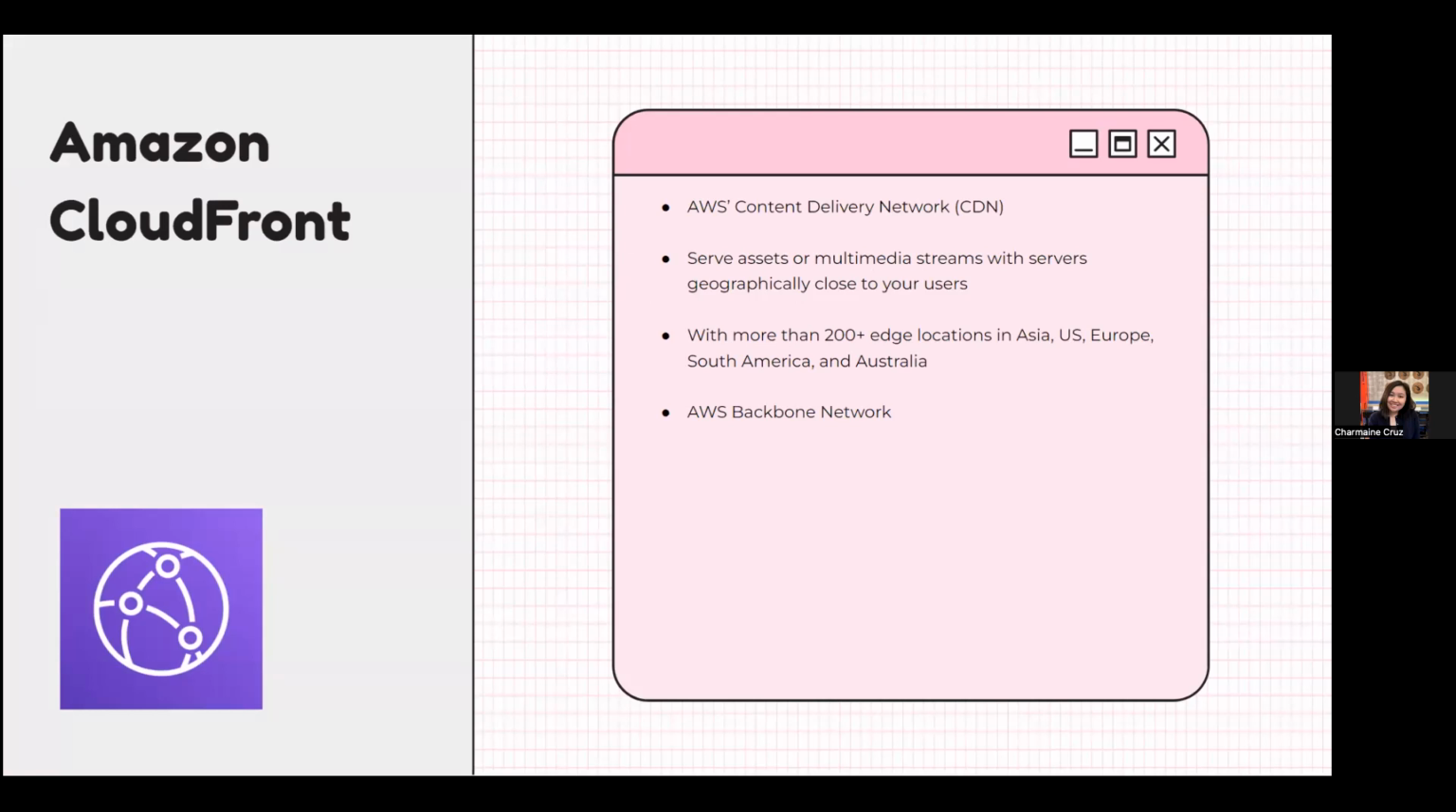Here, our first service for caching is Amazon CloudFront. Amazon CloudFront is the AWS Content Delivery Network, delivering our multimedia and assets to stream from servers. It is geographically close to your users, so it always looks for the nearest edge location. We have more than 200 edge locations in Asia, US, Europe, South America, and Australia. And again, Amazon CloudFront runs on the AWS backbone network.